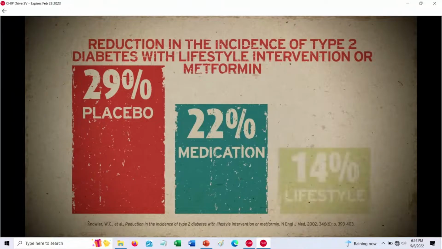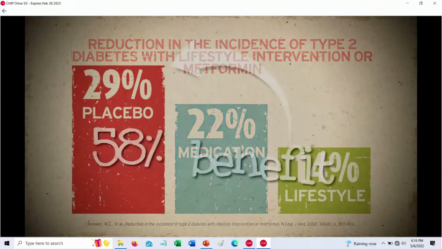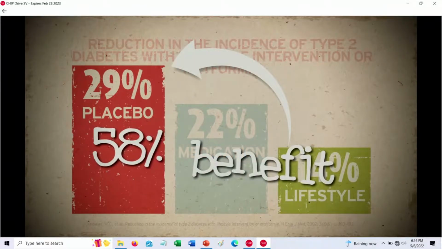And then group number 3, the intense lifestyle program, here only 14% of the pre-diabetics became diabetics, which means it was a 58% greater benefit than those who did not use any medications and were on the placebo. This finding has also been validated by the recent report from the Adventist Health Study. This study has been tracking some 60,000 people in North America, where some were strict vegetarians and others were meat eaters.